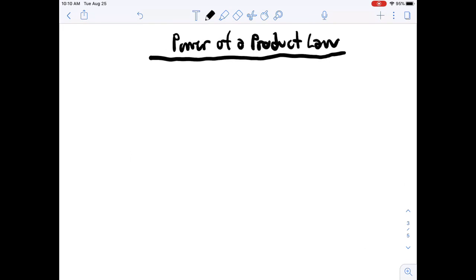We are now going to look at the next exponent law, the power of a product law. So I'm going to show you an expression here that looks a little different from the last one. 7 times 9 to the power of 3. And this is what the expression looks like in repeated multiplication.